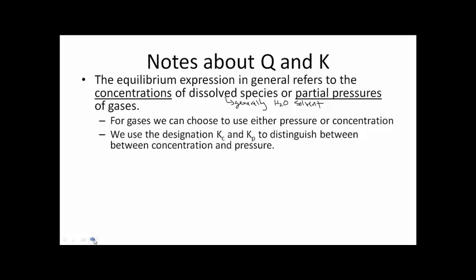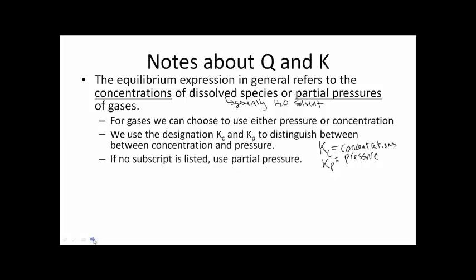We use the designation Kc and Kp to distinguish between concentration and pressure. I'll set a few of these up in a minute. Kc is when we're using concentrations. Kp is when we're using pressure. So the equations look the same, except in Kc you're using the concentrations. In Kp, you would set it up like you would set up the Keq, except you're using pressure. If no subscript is listed, you just have K, use the partial pressure.